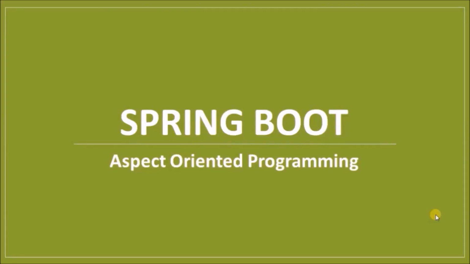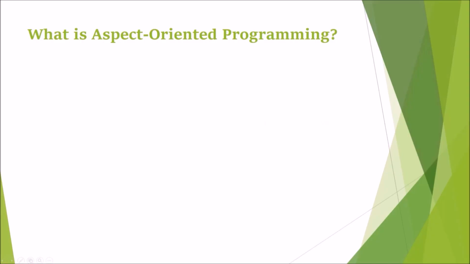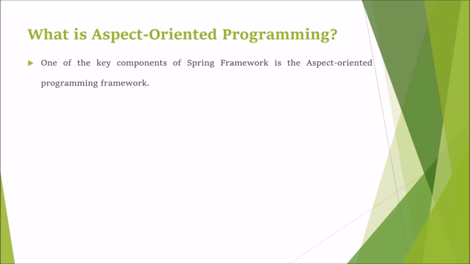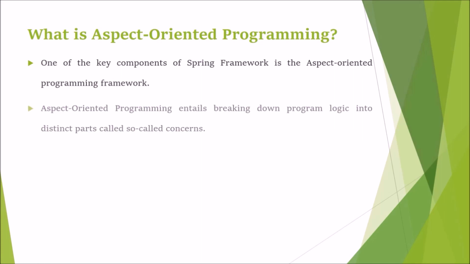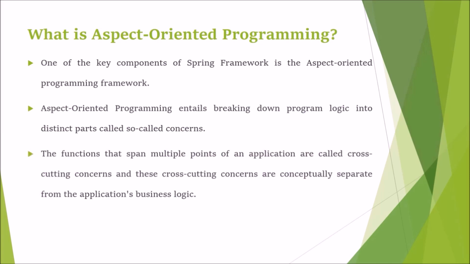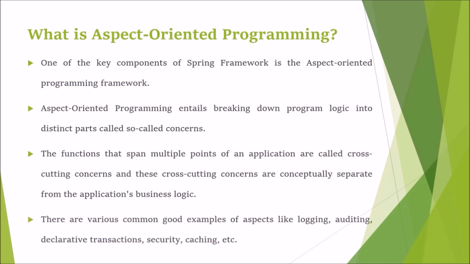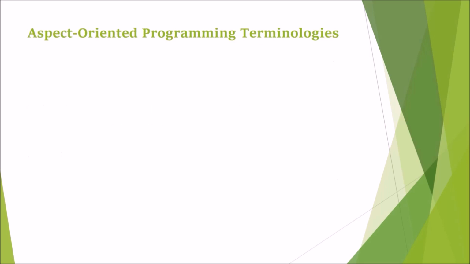In the next video we will see how to integrate aspect-oriented programming with Spring Boot. So before anything, let's see what aspect-oriented programming is. One of the key components of the Spring Framework is the Aspect-Oriented Programming framework. Aspect-oriented programming entails breaking down program logic into distinct parts called concerns. The functions that span multiple points of an application are called cross-cutting concerns, and these are conceptually separate from the application's business logic. There are various common examples of aspects like logging, auditing, declarative transactions, security, caching, etc.